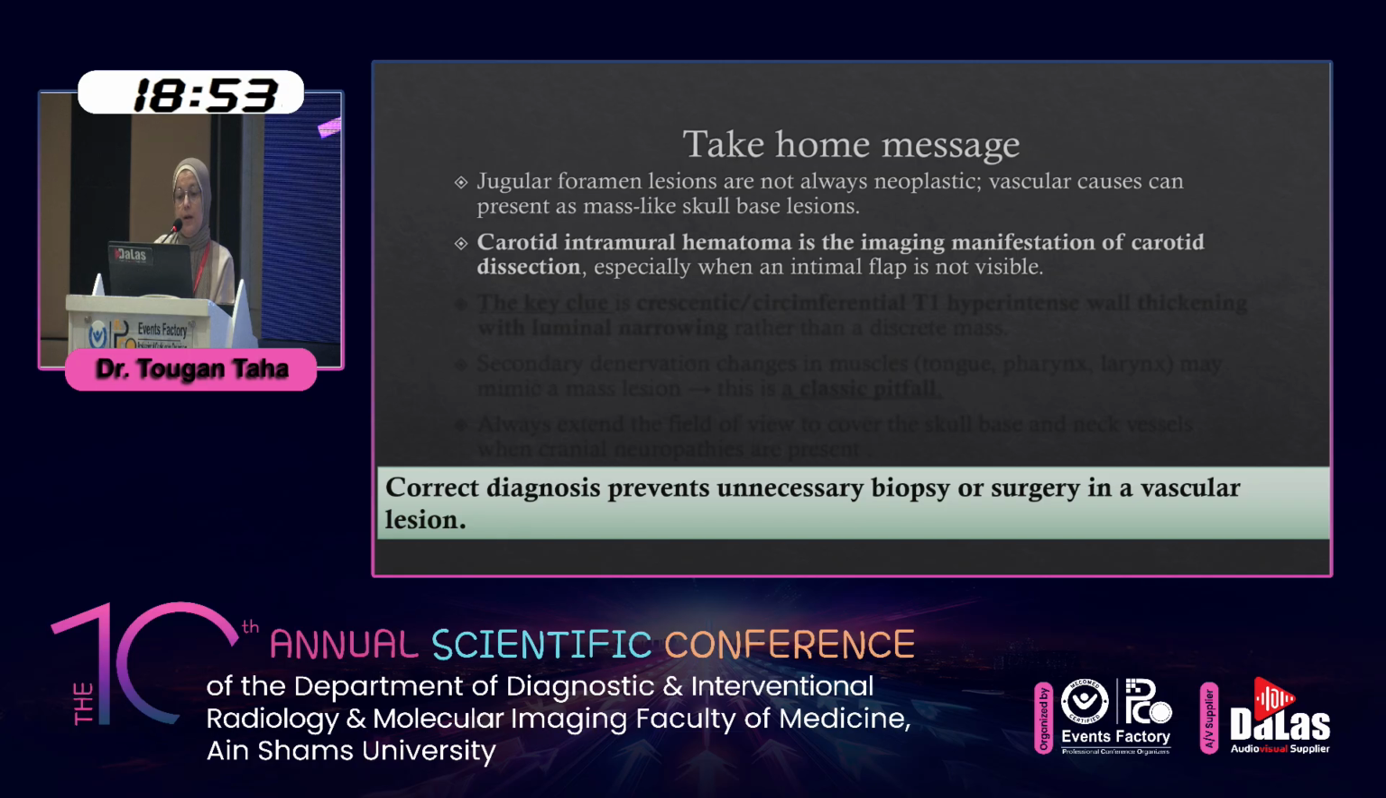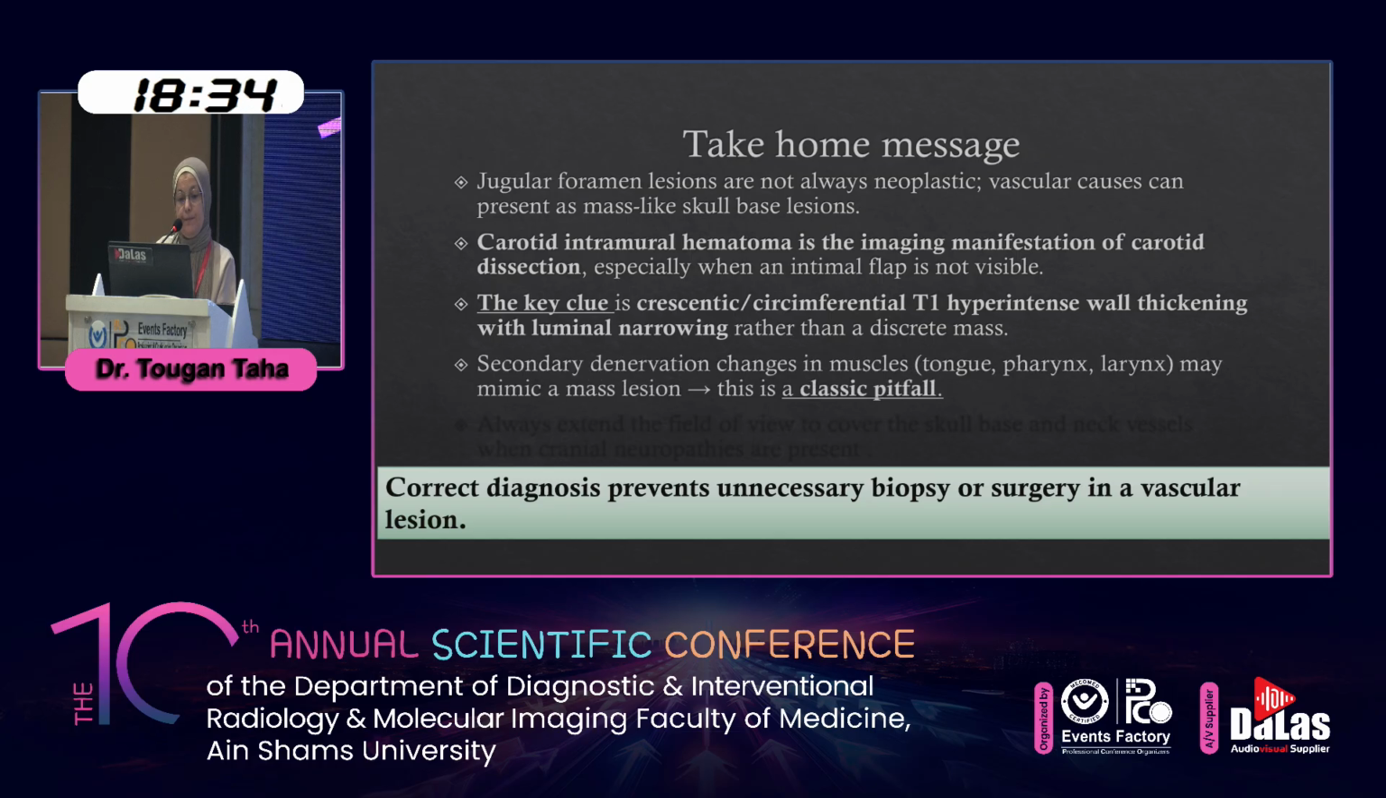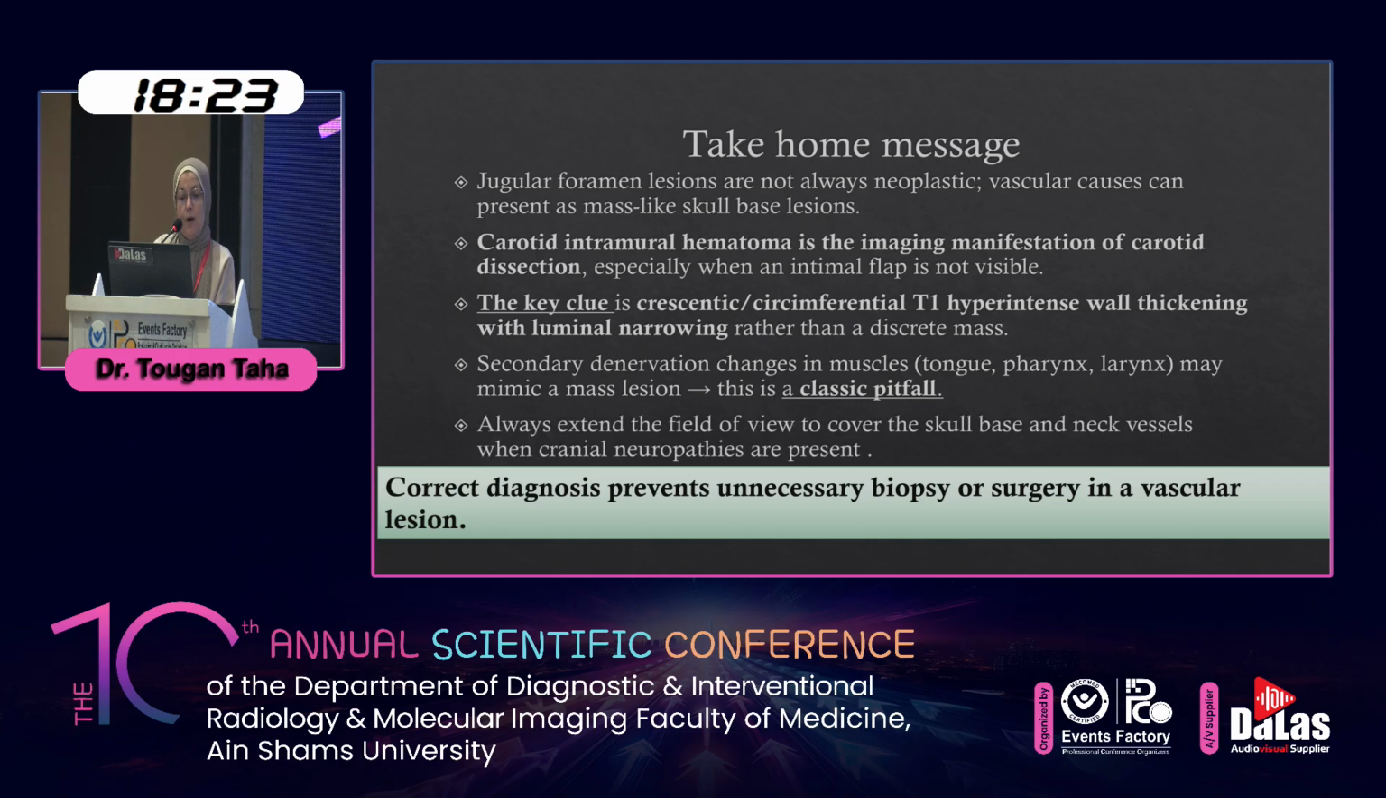Carotid intramural hematoma is an imaging manifestation of carotid dissection, especially when an intimal flap is not visible. The key clue is crescentic or circumferential T1 hyperintense wall thickening with luminal narrowing rather than a discrete mass. Secondary denervation changes in muscles such as the tongue, pharynx, or larynx may mimic a mass lesion, and this is a classic pitfall. Always extend the field of view to cover the skull base and neck vessels when cranial neuropathies are present.